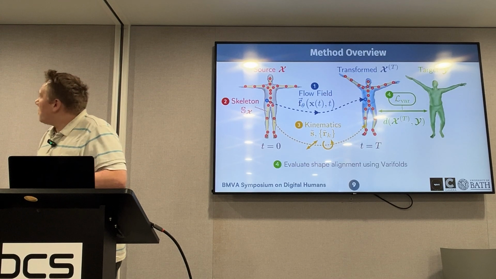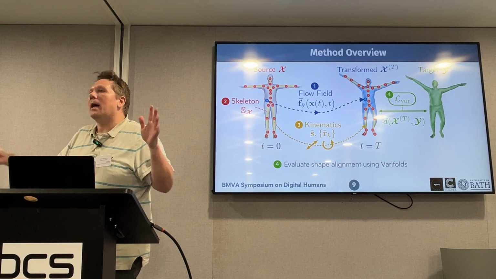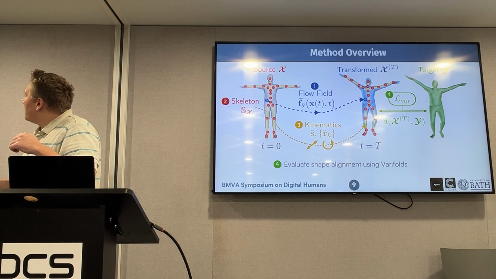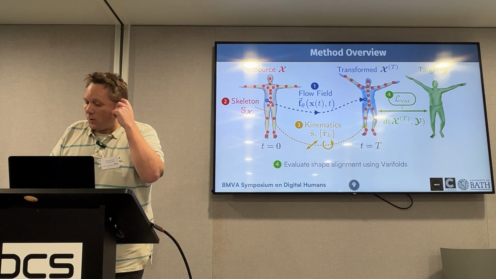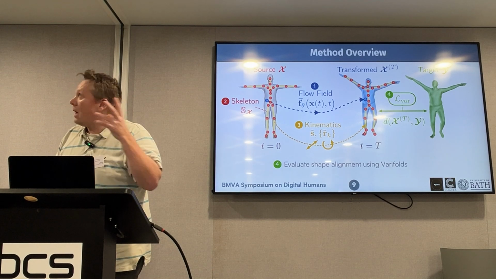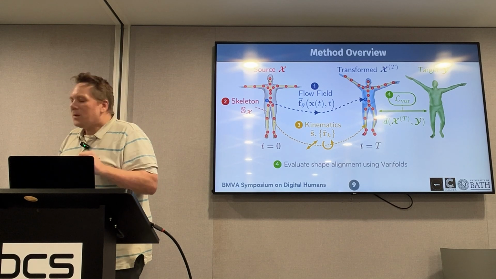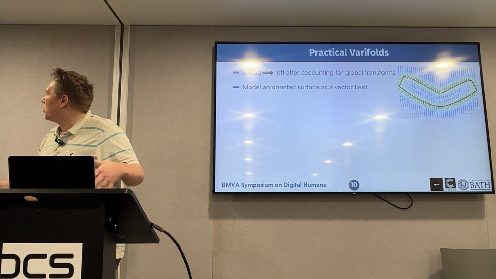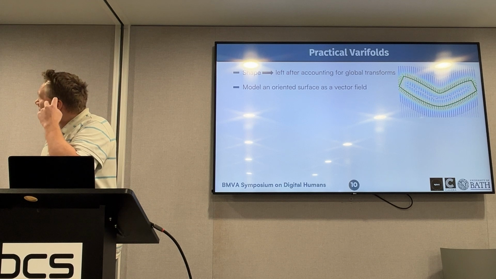Okay, cool. And so now we can deform this source to the target, but how do we know how well we're doing? The way in which we tackled this was to evaluate the shape alignment using a thing called varifolds. Varifolds are a metric from geometric measure theory, which is quite a mouthful, and it's beyond the scope of this talk to go into detail, but I'll try and give you a hand-wavy motivation.